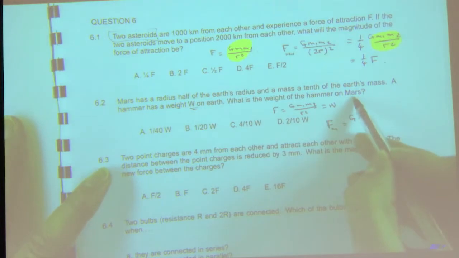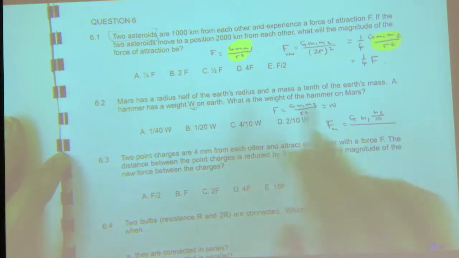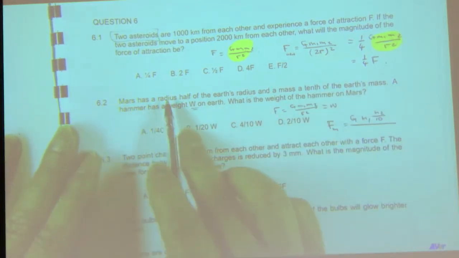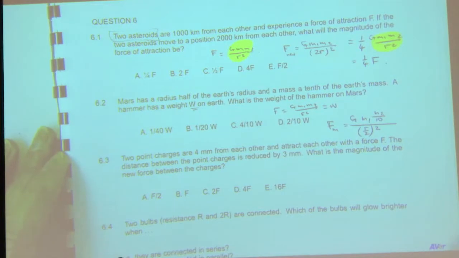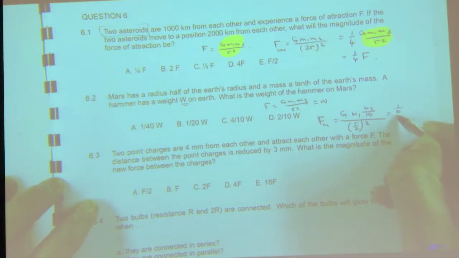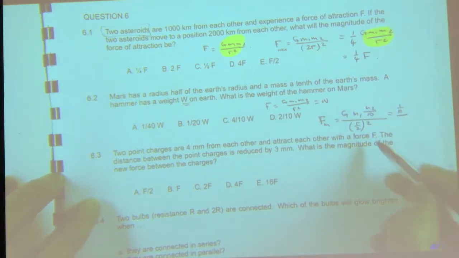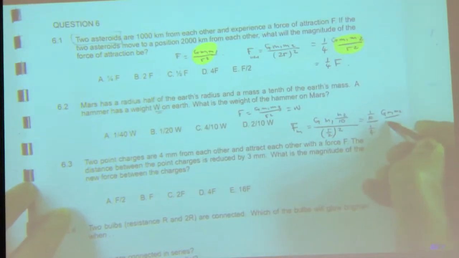Now we're on Mars, and what do you know about Mars? It's 1/10 of what we used to have as the mass of Earth. And then you look at R. Mars has a radius of half the Earth's radius, so R over 2. And remember to square. Now, what do I remove at the top? 1 over 10. What do I remove at the bottom? Half, but it's squared, 1 over 4. And the rest is just G M1 M2 over R squared.